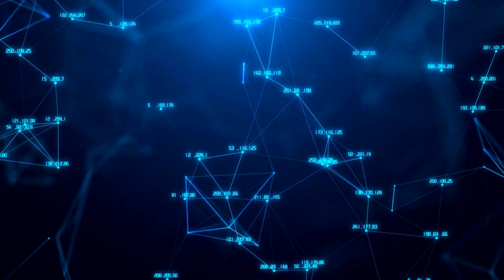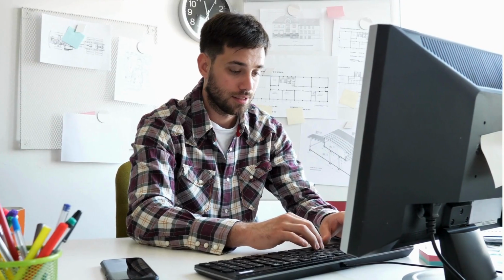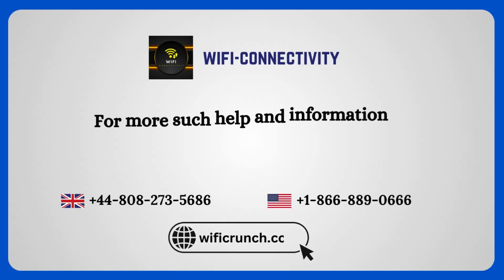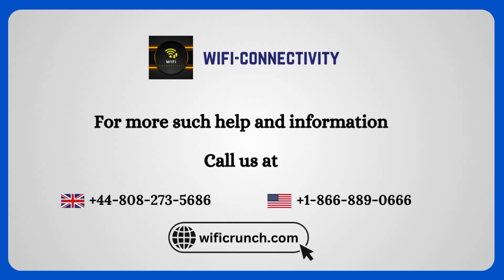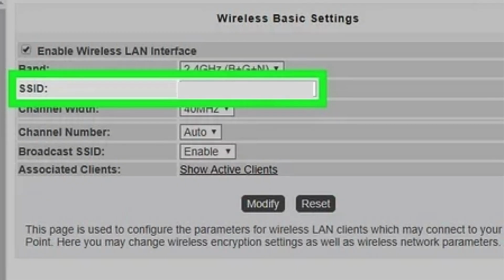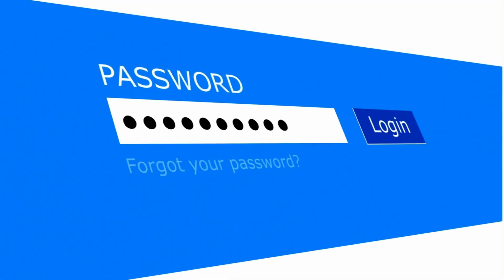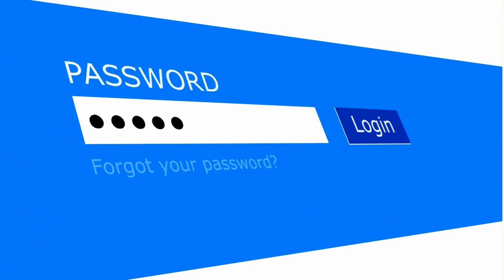Enter your connection details, like IP addresses or DNS settings, based on your internet connection type. Configure your Wi-Fi settings. Choose a network name, SSID, and a strong password. Use WPA3 encryption if available.